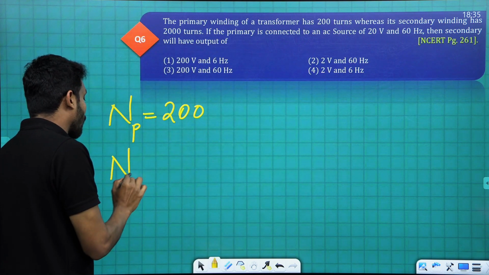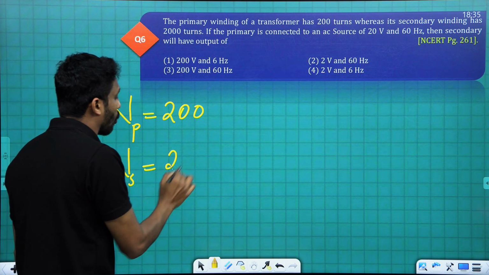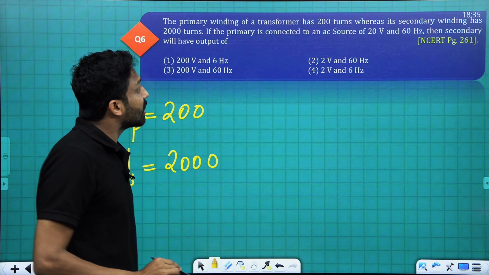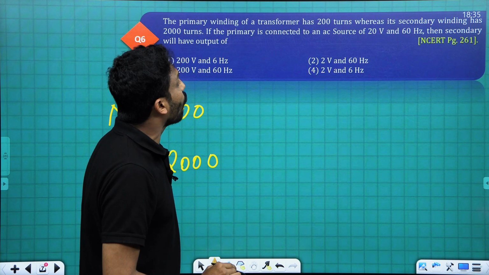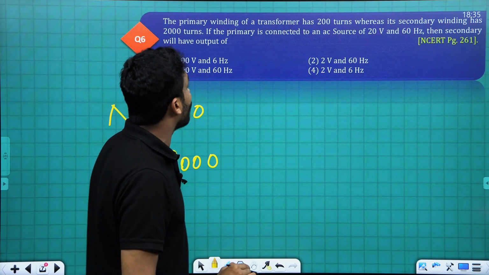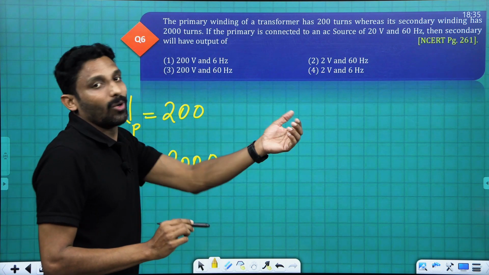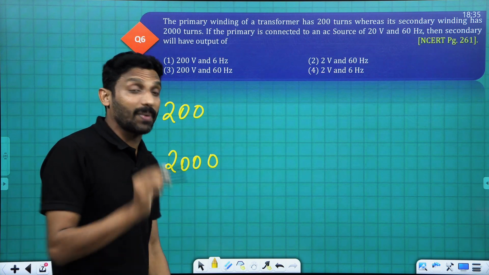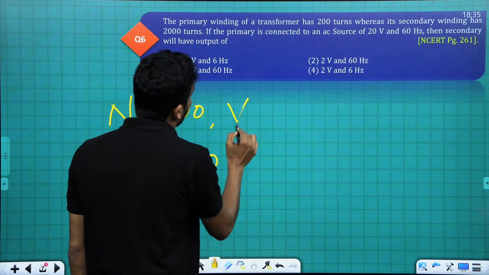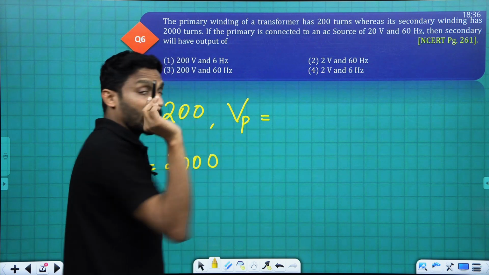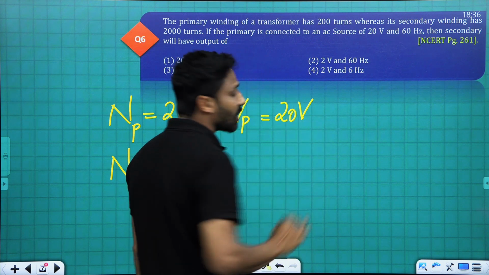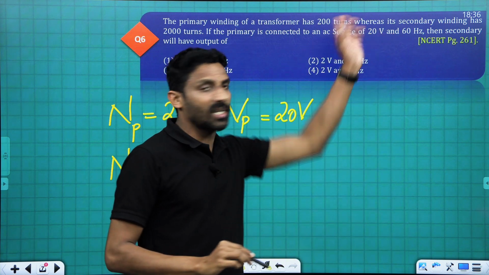The number of turns in the secondary is equal to 2000. Good. If the primary is connected to an AC source of 20 volt and 60 hertz, what is the applied voltage? The voltage applied across the primary, that is represented as VP. Let it be VP. The voltage applied across the primary is 20 volt. Okay, and the frequency of the AC is 60 hertz.